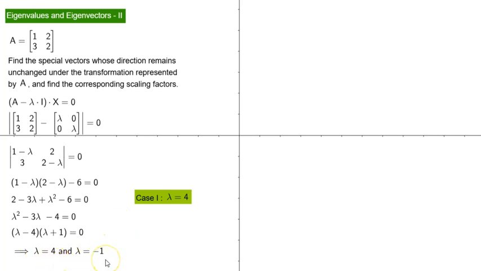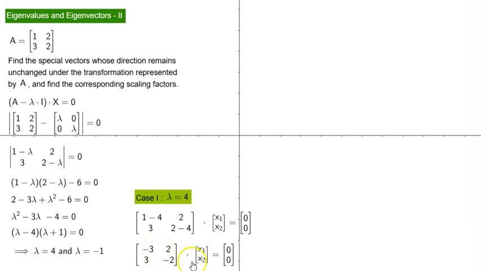Now for these eigenvalues, we have to find the eigenvectors. So let's take lambda equal to 4. Substituting it, we get [1 minus 4, 2; 3, 2 minus 4] times [x1, x2] equal to 0. Simplifying it, we get [minus 3, 2; 3, minus 2] times [x1, x2] equal to [0, 0]. Now we reduce the matrix. R2 replaced with R2 plus R1, which gives us 3 plus minus 3, which is 0, and minus 2 plus 2, 0.